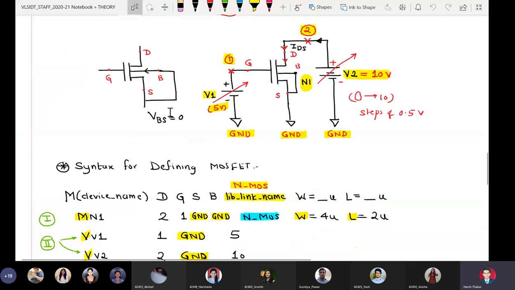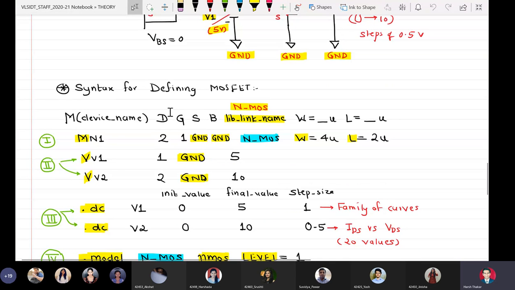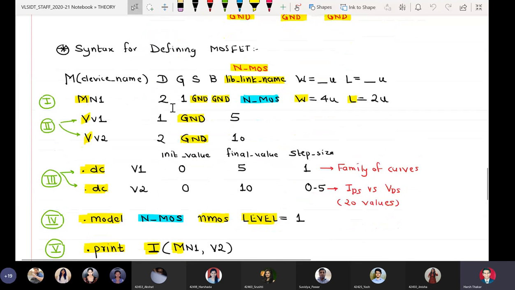So we learned what is the format to define a MOSFET. So this is very important because today we are going to write a spice model for plotting the VTC or voltage transfer characteristics of a CMOS inverter. So we have to always remember this format. So syntax for defining a MOSFET is the alphabet M followed by the device name. So you can give any device name here. So it is a concatenation between alphabet M and the device name. Then drain, gate, source, body, library link name, width and length values.